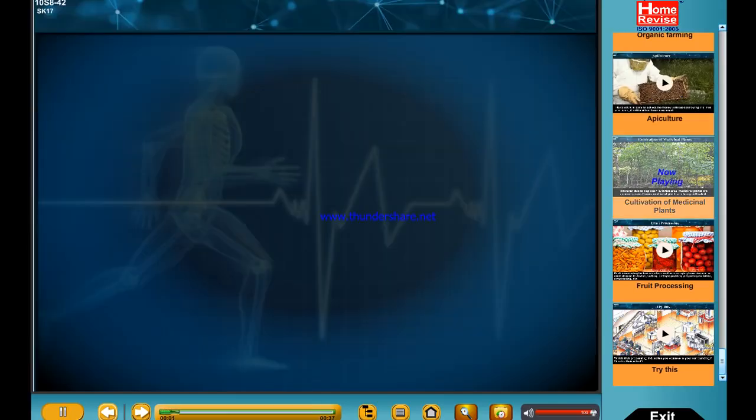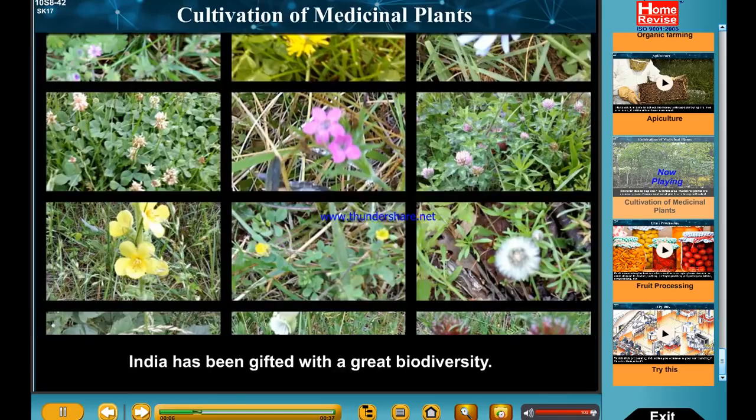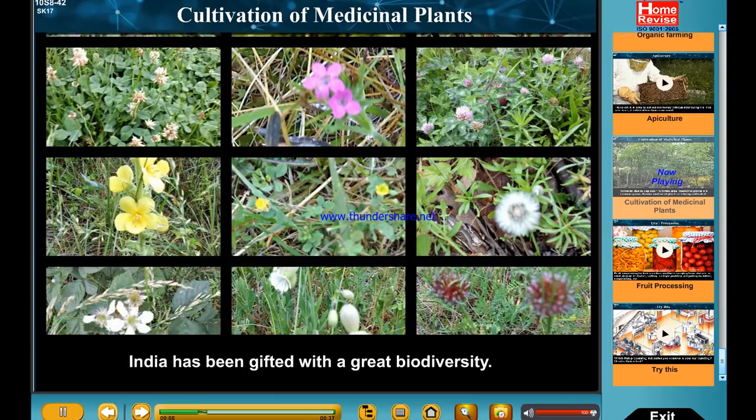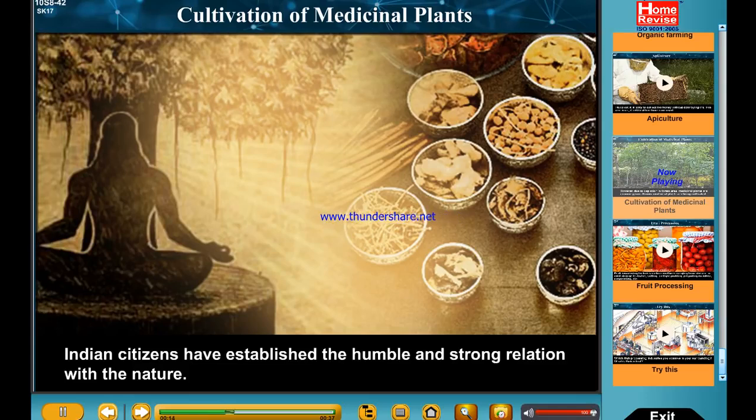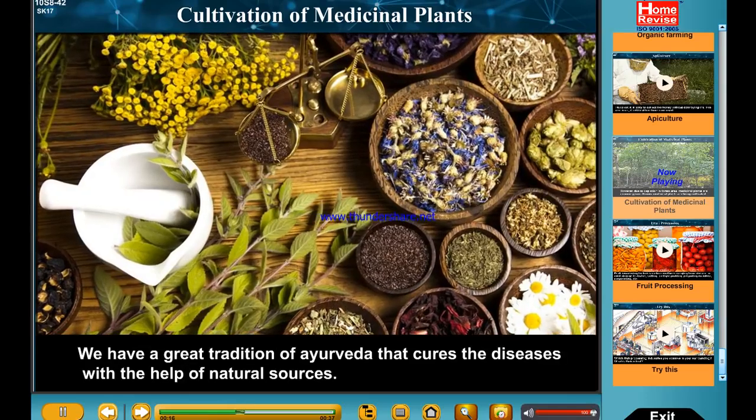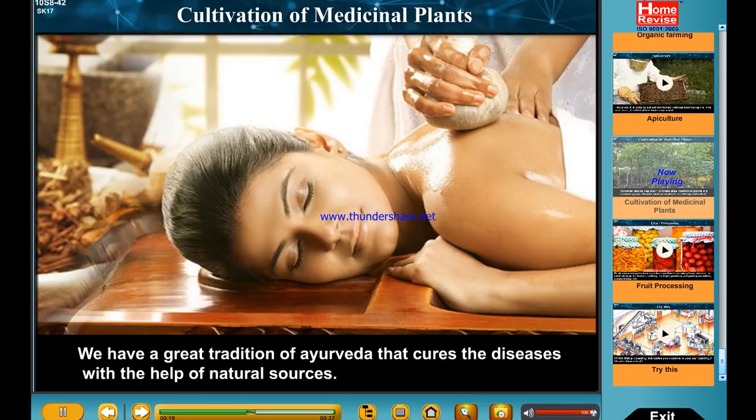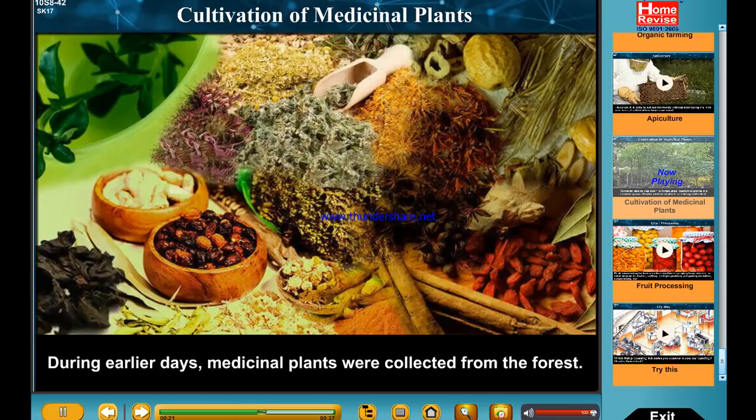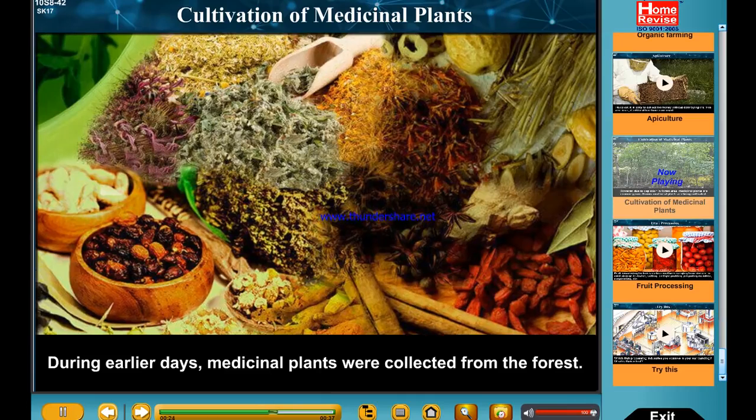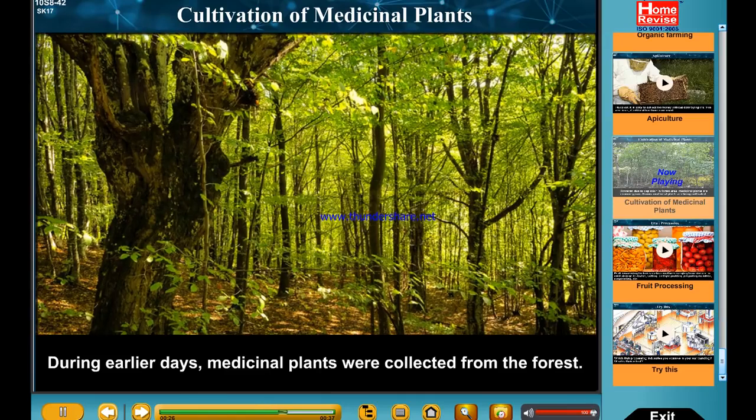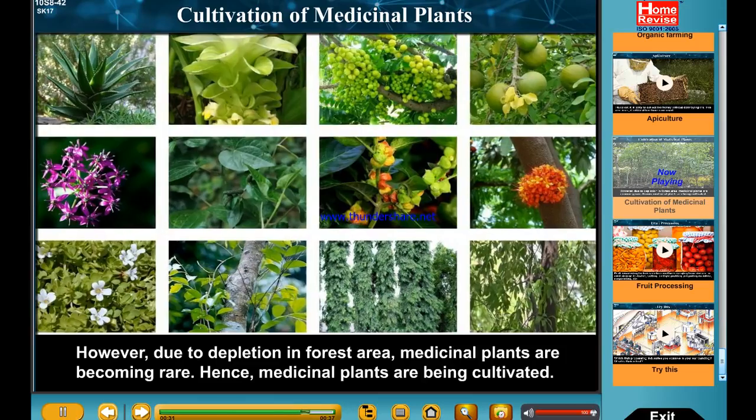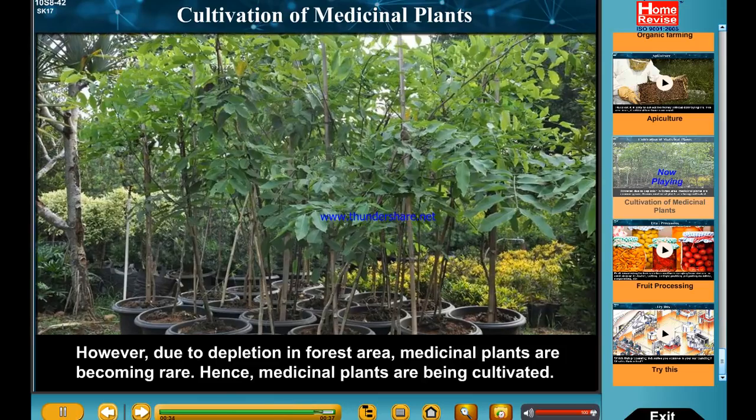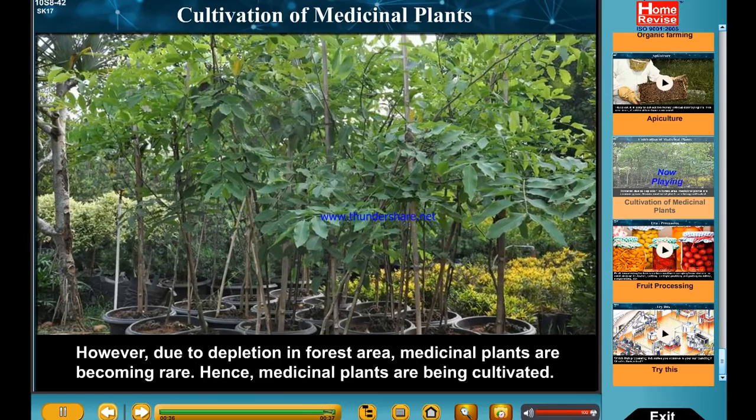Cultivation of medicinal plants. India has been gifted with great biodiversity. Indian citizens have established a humble and strong relation with nature. We have a great tradition of Ayurveda that cures diseases with the help of natural sources. During earlier days, medicinal plants were collected from the forest. However, due to depletion in forest area, medicinal plants are becoming rare. Hence, medicinal plants are being cultivated.